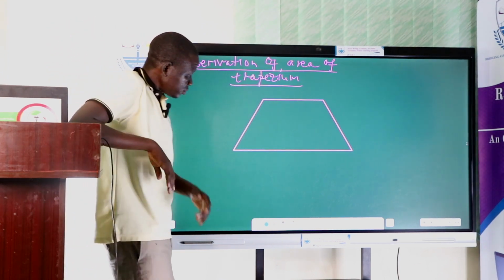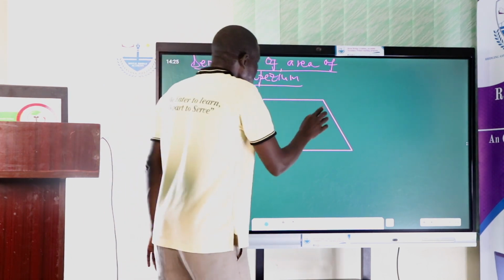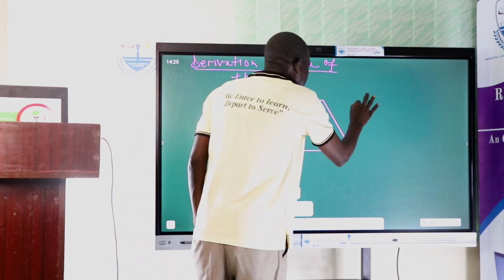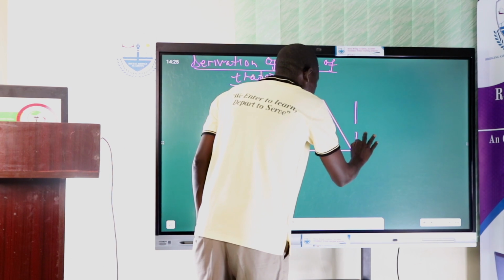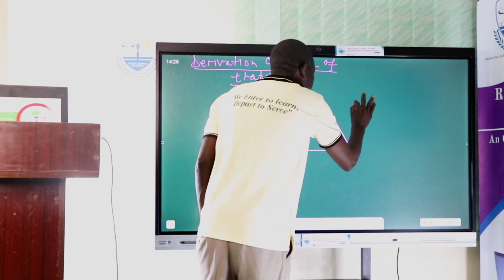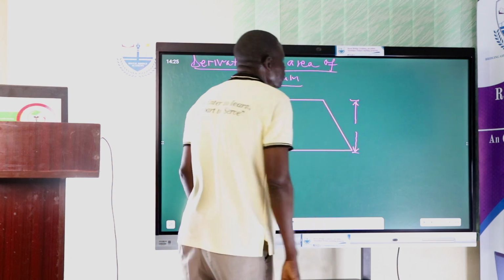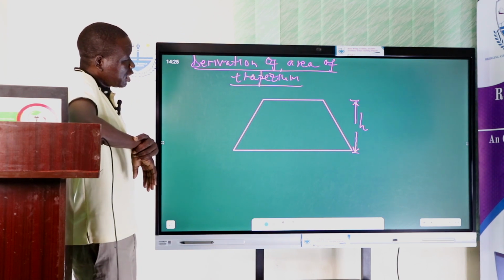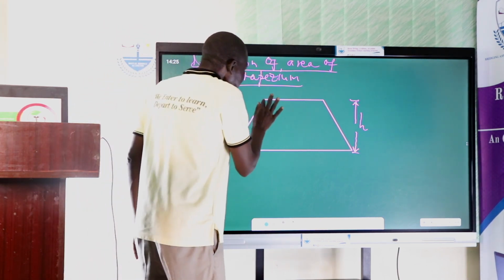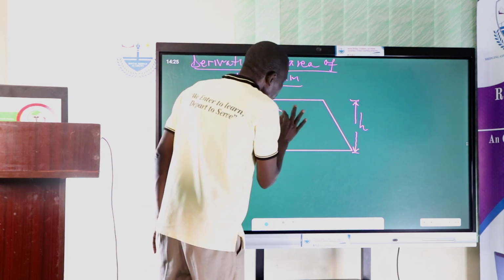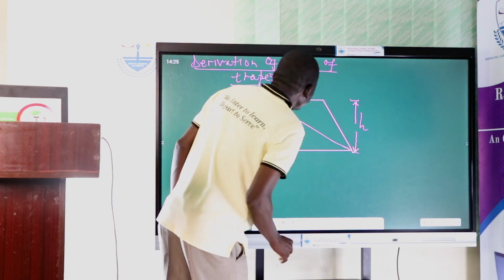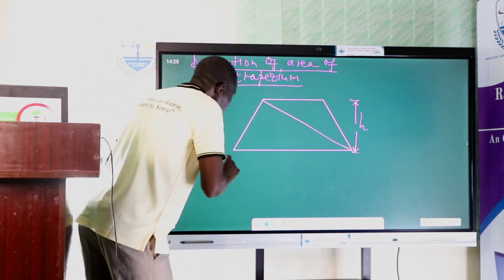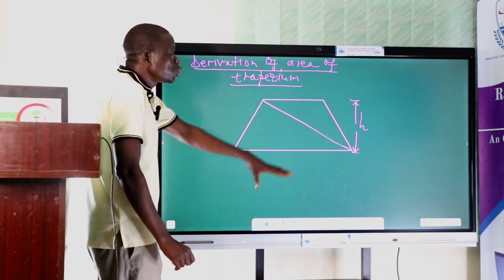Now, this trapezium here has got a height h. If this is the height of the trapezium, which I can represent by letter h. Now, if I divide this trapezium into two, that is, if I created a diagonal there, I would have formed two triangles.